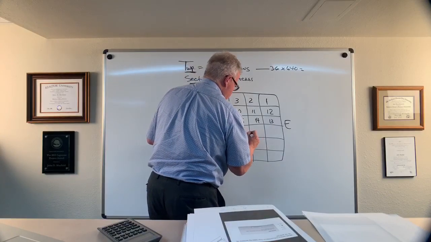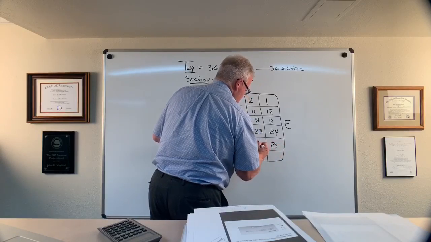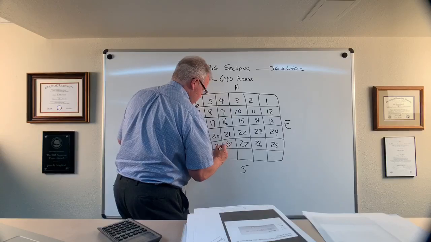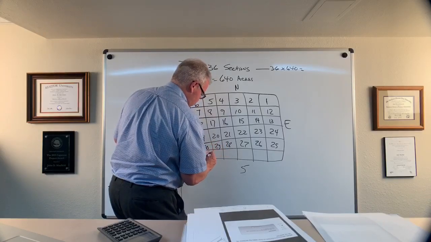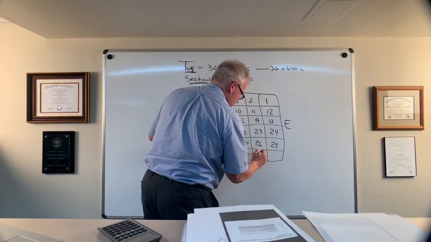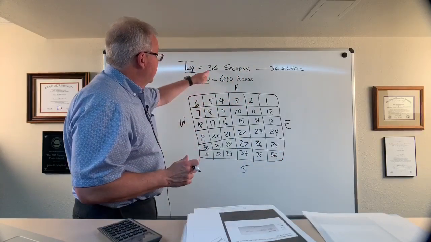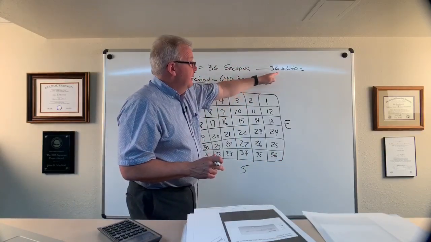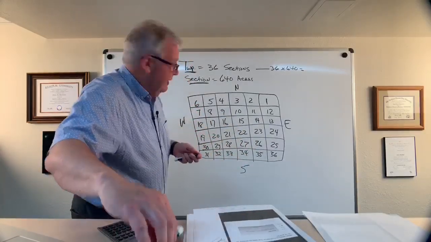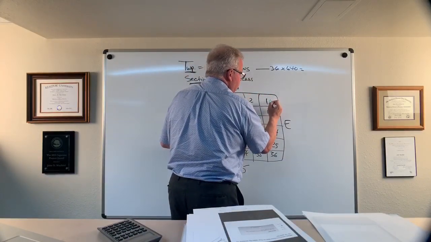I'm going to explain a couple of things here. Okay, so there's 36 sections in a township. Inside, so these are sections. So what's a section? There's 640 acres in here, right?